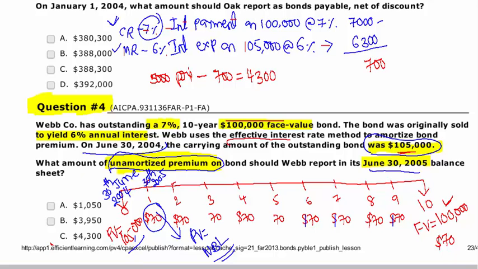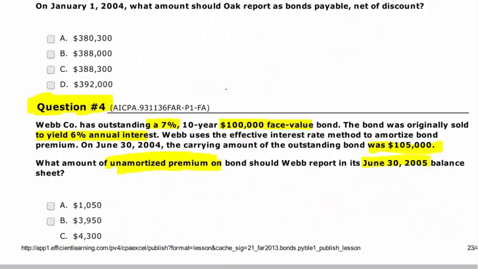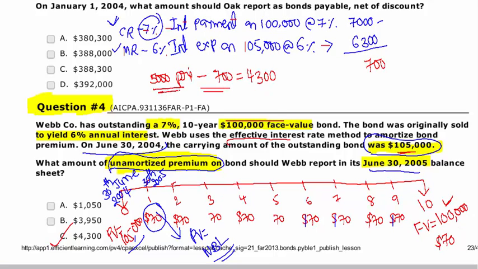The answer is C. So in this example, you are deducting from the premium. Your premium is amortized, your premium is discounting, your premium is reducing. Okay, your premium is reducing.